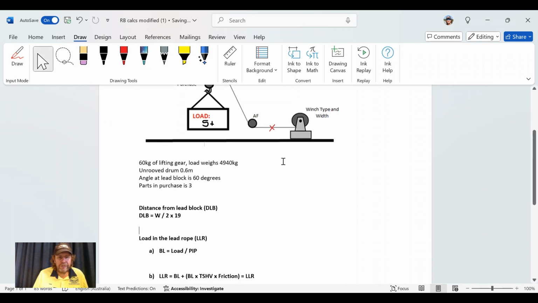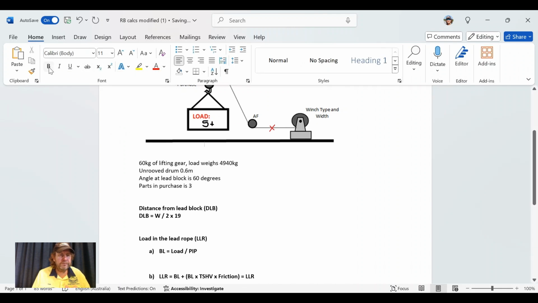Distance to lead block equals the width of the ungrooved drum, which is 0.6. That's it there. 0.6 divided by 2 times 19 equals, let's chuck that into our calculator, 0.6 divided by 2 times 19 equals 5.7 meters. 5.7 meters. Let's check it.